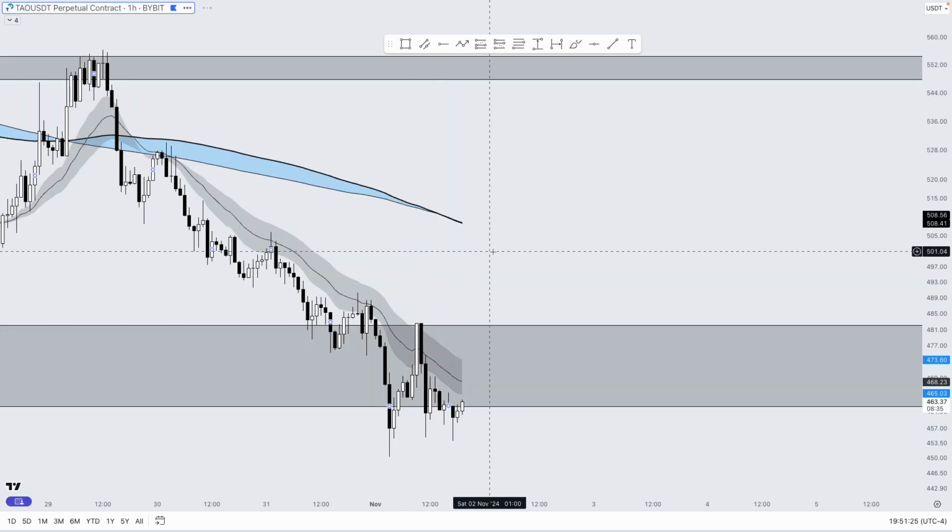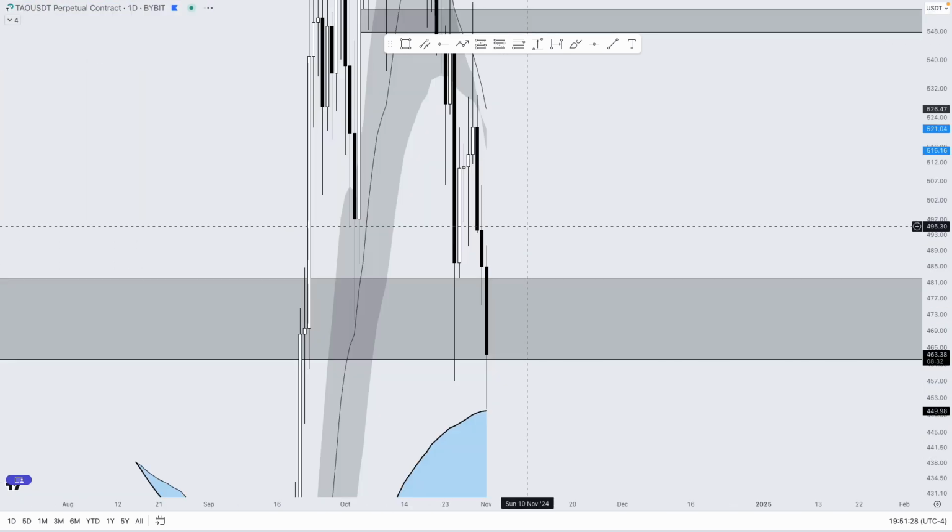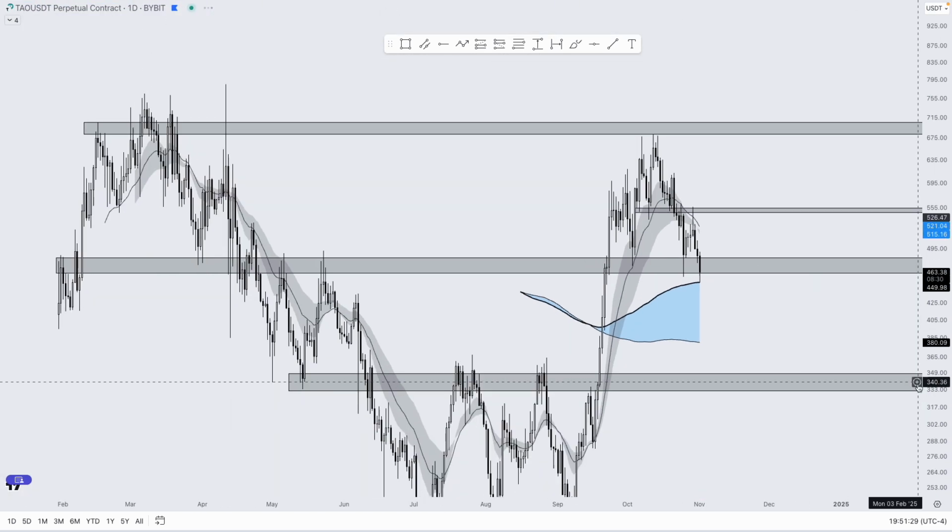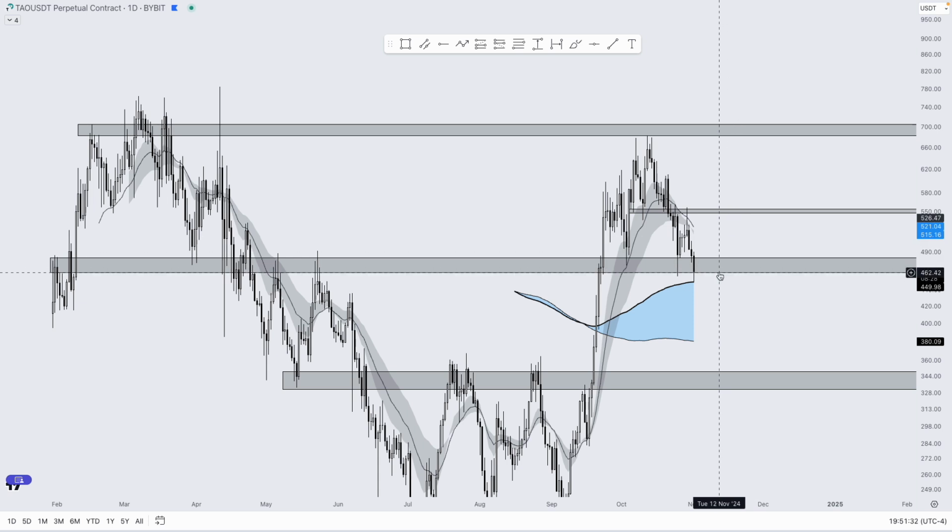Let's see what else. Okay, so Tau, I don't even know how you say this. Okay, so we did get a test of the daily 200 EMA there.